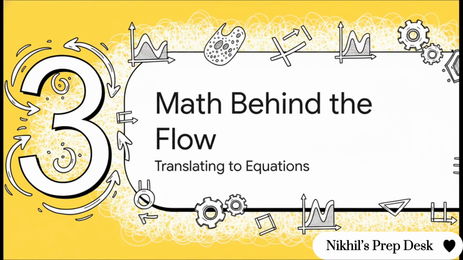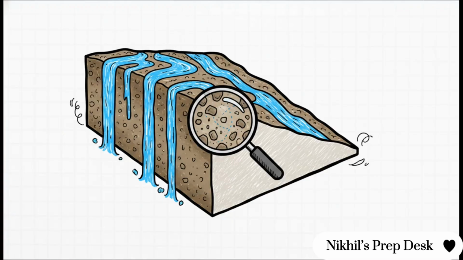Which brings us to Section 3, the math behind the flow. Time to translate that physics into equations. So, the crucial step here in Unit 5 is how we translate these physical observations into math we can actually use. Here's the primary equation for the volumetric flow rate of water, represented by Q.